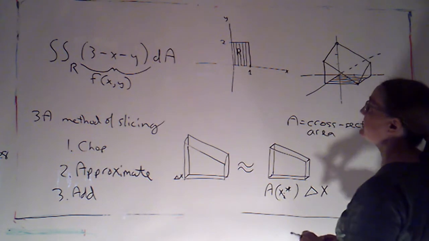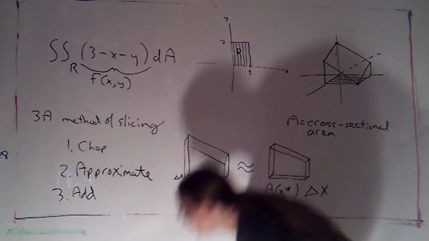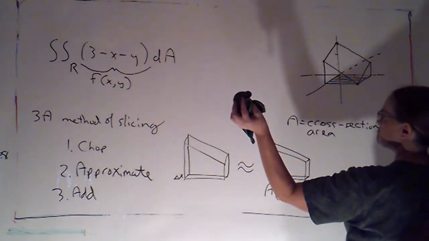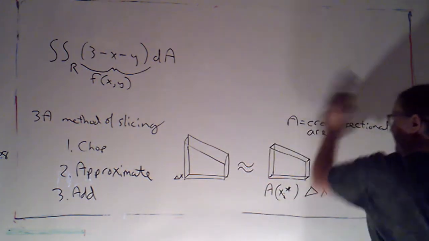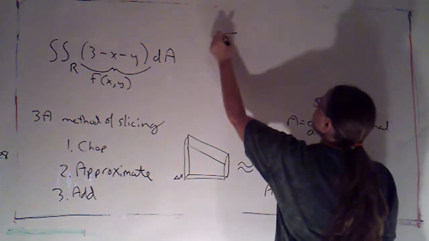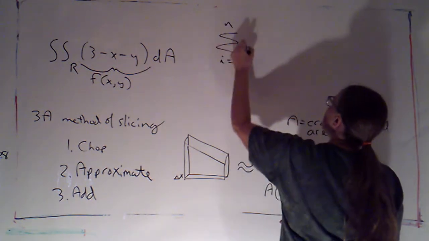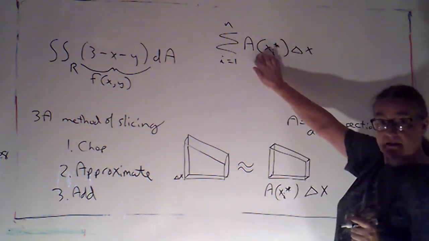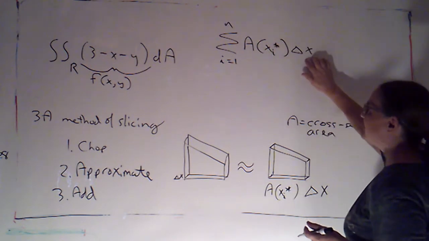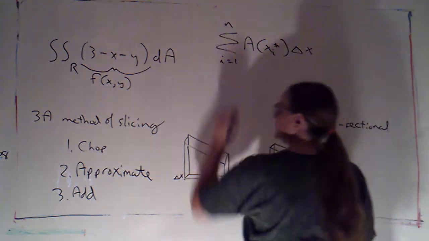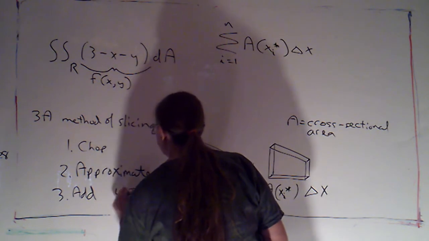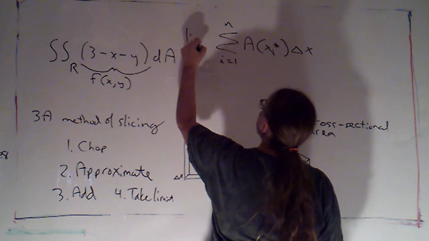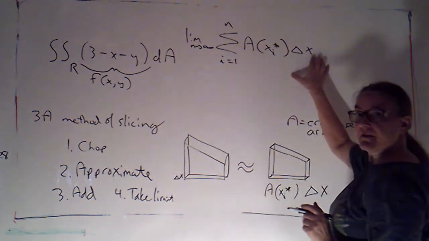Let's see, I need some space. I can erase these pictures. So we get the sum as i goes from 1 to n of A of xi star times delta x, my representative cross-sectional area times delta x, and then, of course, step 4, we take the limit. So we get the limit as n goes to infinity of this Riemann sum.